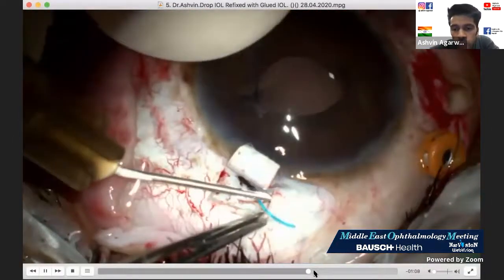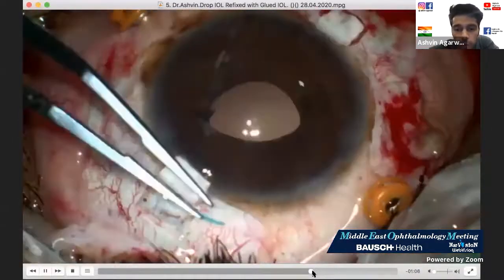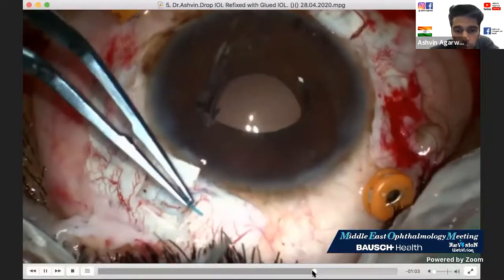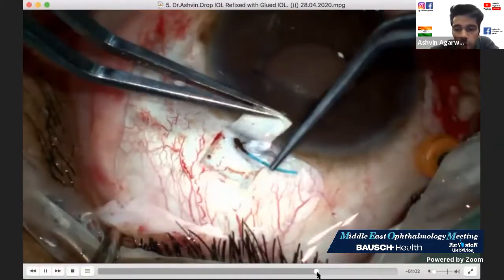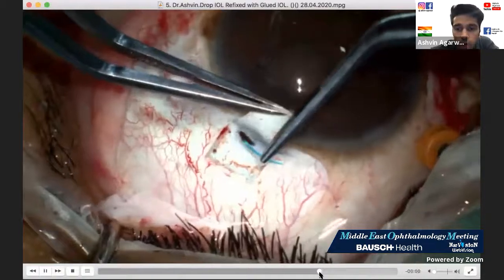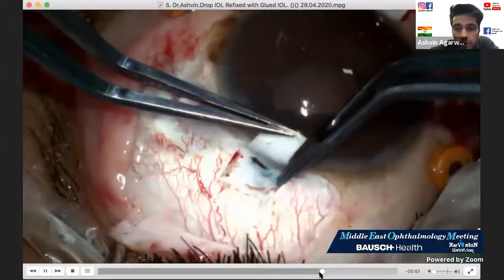And once these two are tucked into place, both my haptics are now in my Gabor Chariot's tunnel. Again, I'm going in a horizontal fashion to tuck this in place.